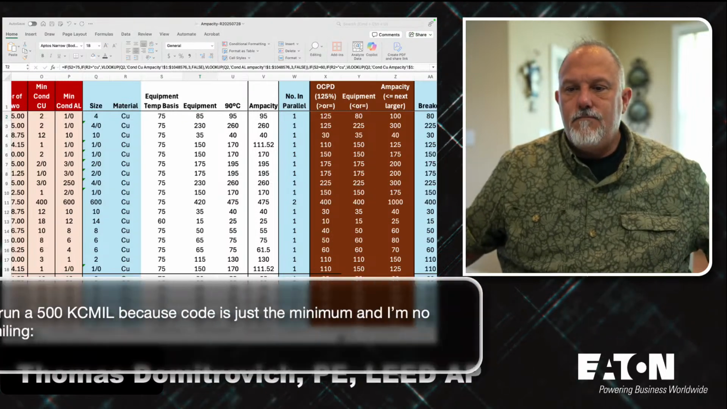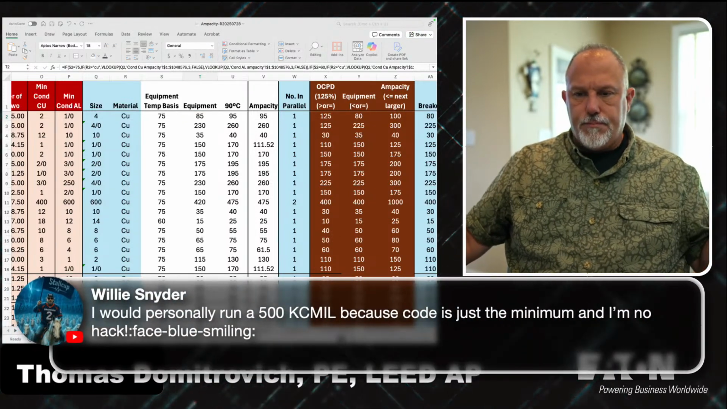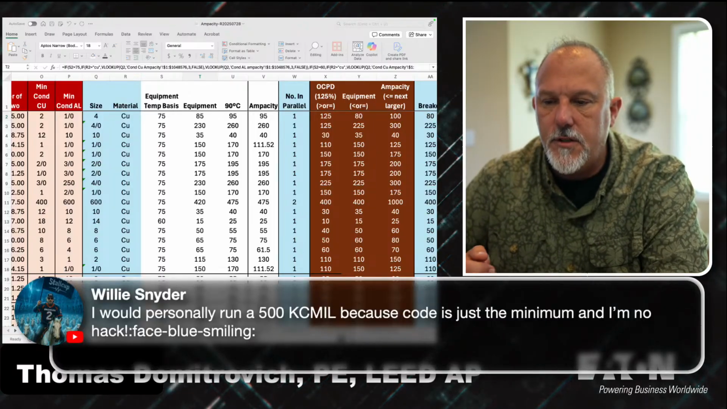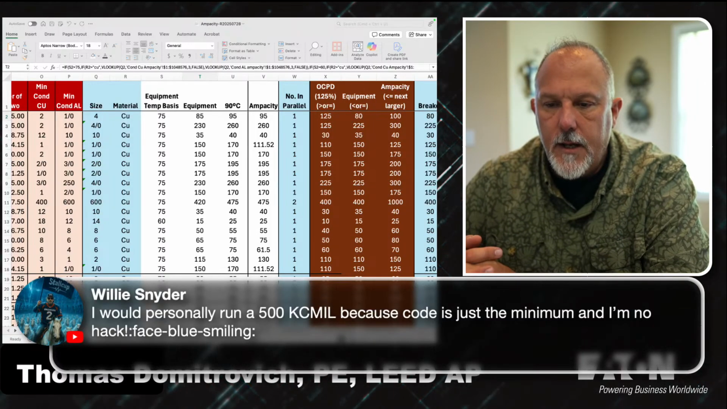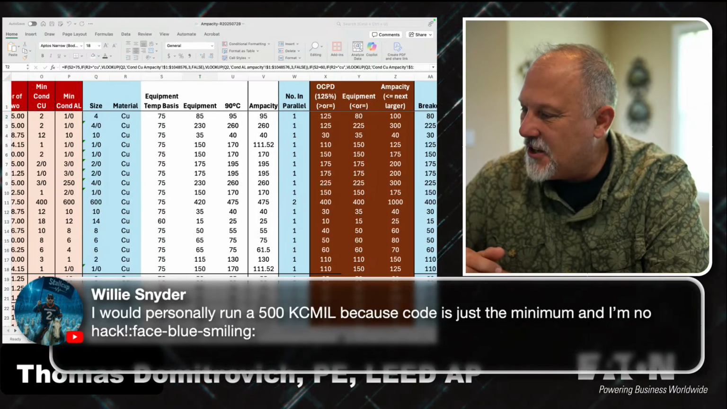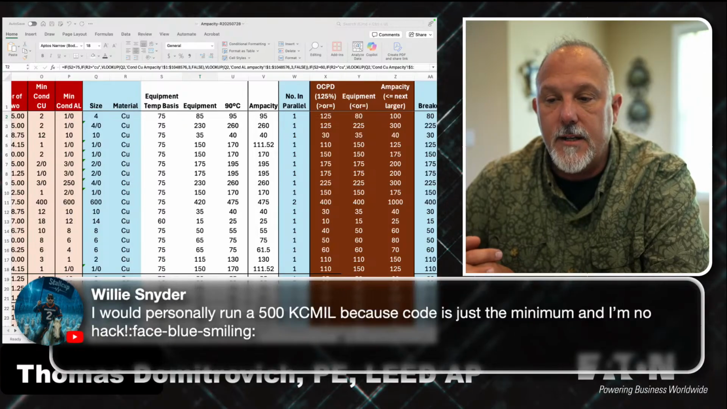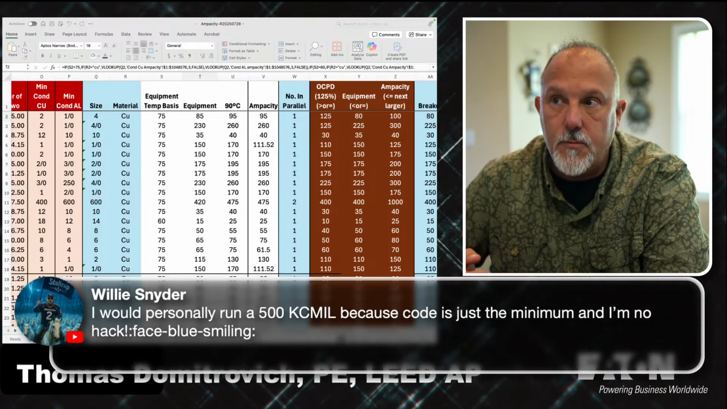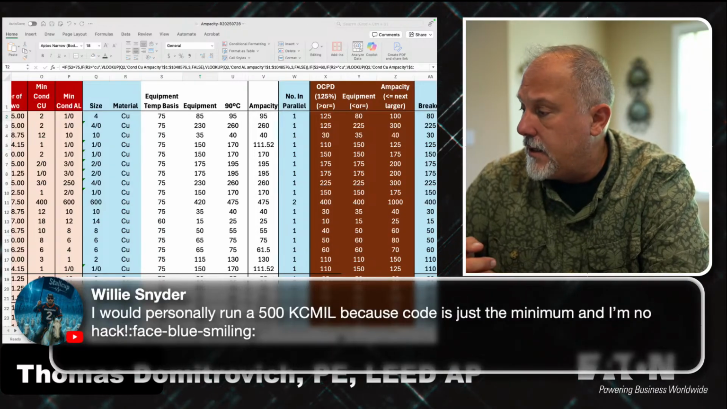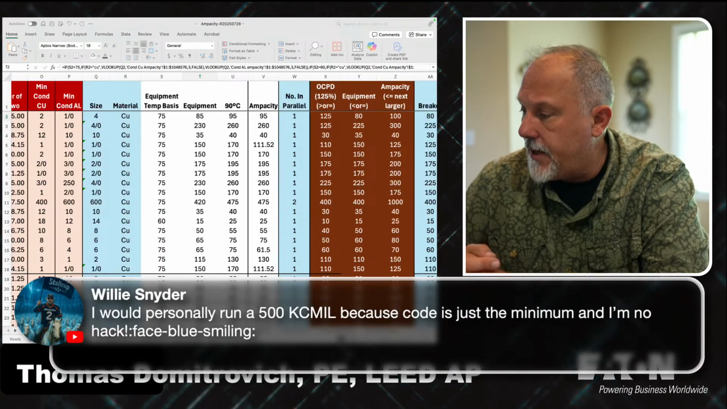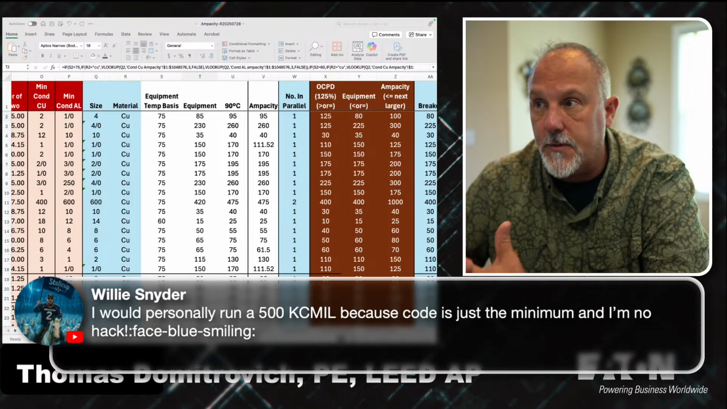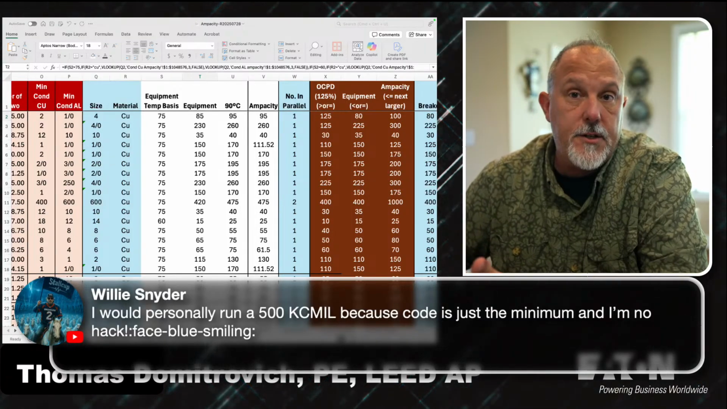Willie says, I would personally run a 500 kcmil because code is just the minimum and I'm no hack. So you would put a larger conductor size than what the code permits, and you're permitted to do that. You are permitted to go and exceed the bare minimum requirements. I would encourage people to do that. In many applications, I do.